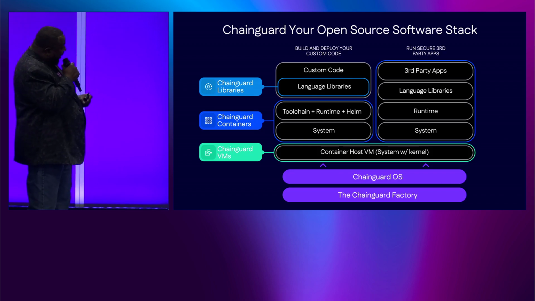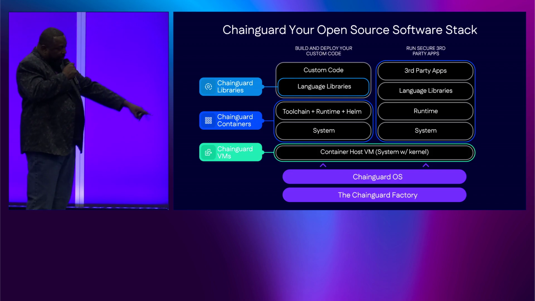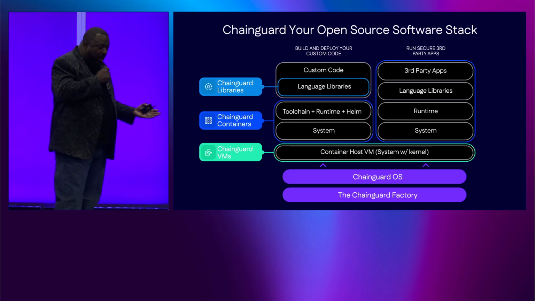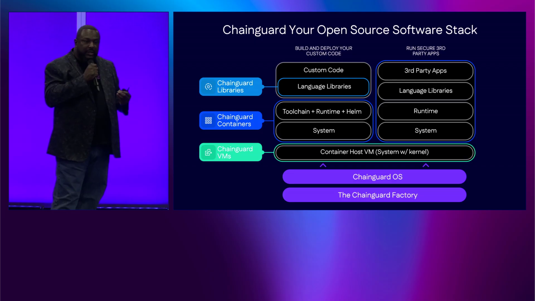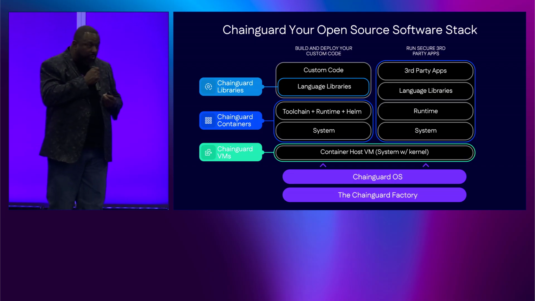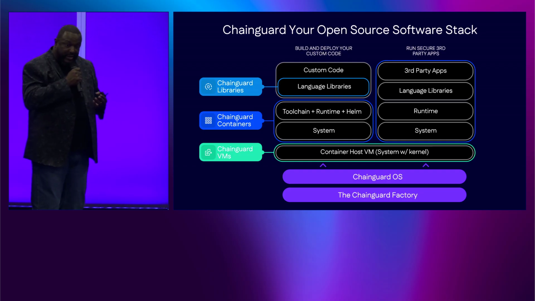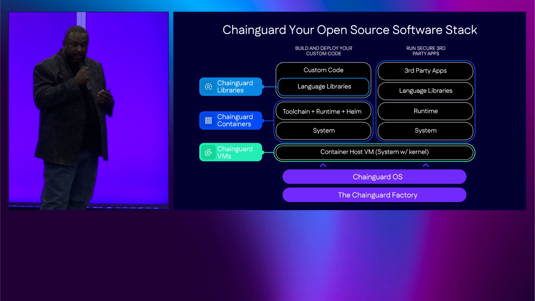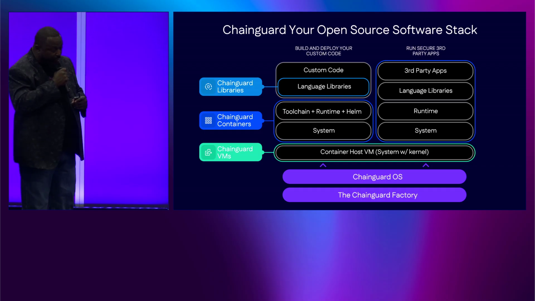This last particular slide is we want you to Chainguard your open source software stack. So at the bottom, the foundation of all of this is the Chainguard factory. On top of that is the Chainguard OS. We make and distribute our own operating system. This allows us to have that 7-day critical SLA, 14-day high, medium, and low for system packages because we're not at the mercy of a third-party distribution.